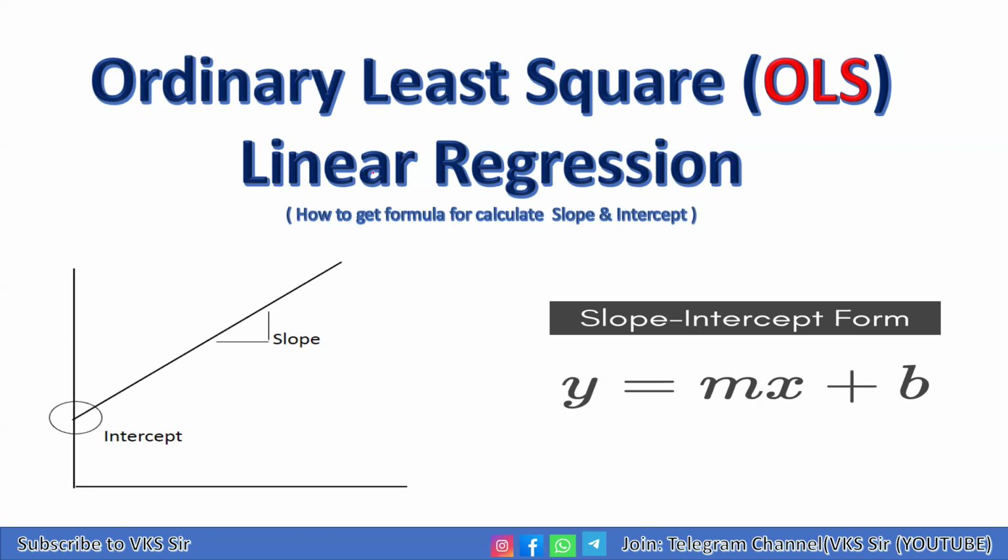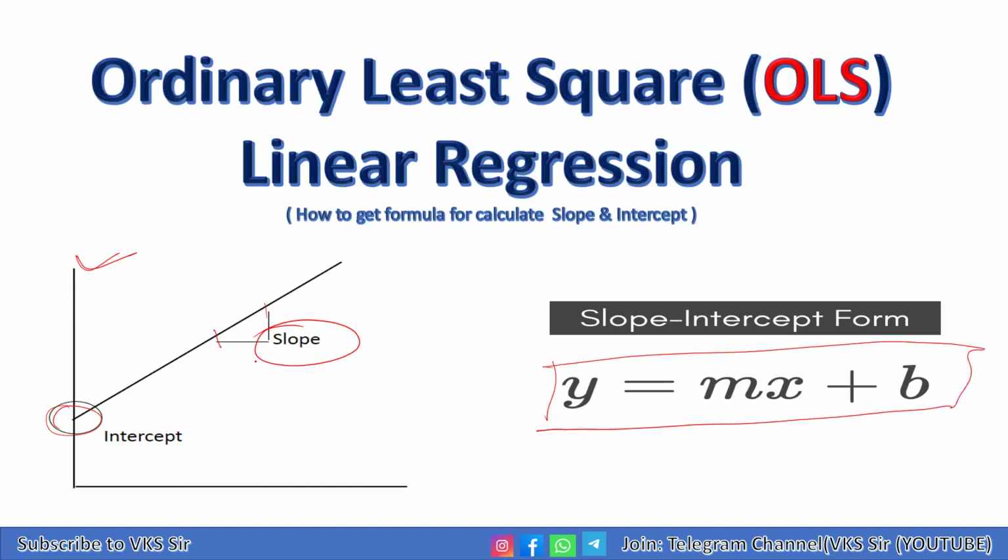So first of all, look at this diagram. Here, this one is a linear regression model. This one is the predicted line, where this part is the slope and this part is nothing but the intercept. This one is the equation. With the help of this equation, we draw this linear regression line.